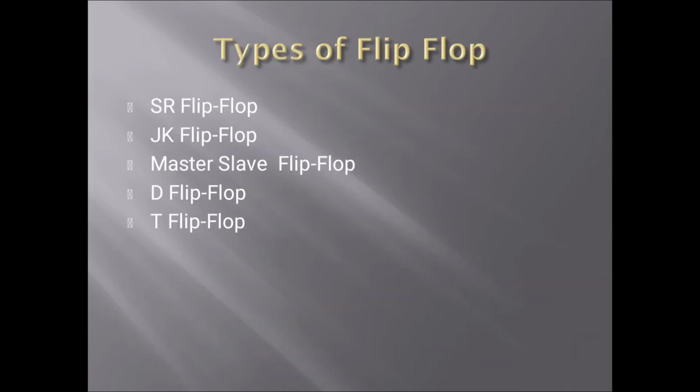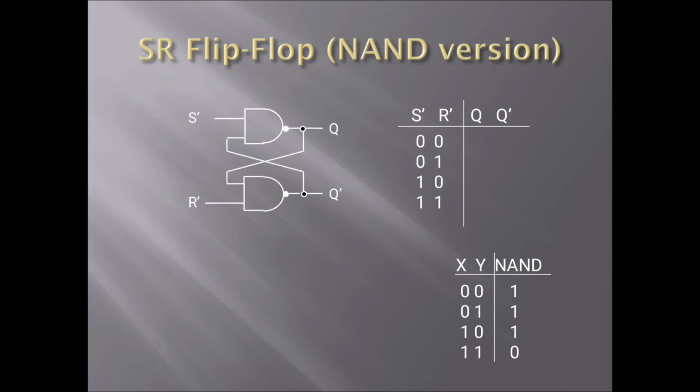Now, different types of flip-flops are there. That is SR flip-flop, JK flip-flop, master slave flip-flop, D flip-flop, T flip-flop. We are going to study only the SR flip-flop today. What is an SR flip-flop? SR flip-flop is known as set and reset flip-flop.